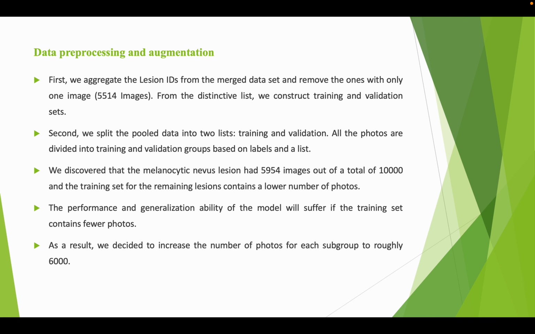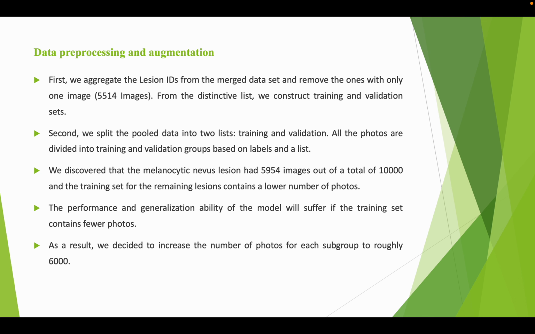The first step involves data processing and augmentation. We have seen that there are tens of thousands of images. Each disease has multiple images, taken from different angles. So I narrowed it down, taking the unique images of a single person. For that we aggregated the lesion IDs from the Excel sheet, merged them, and removed the ones with more than one image. From the distinctive list, we created a training and validation set. Second, we split the data into two lists, training and validation. All the photos are divided into training and validation groups based on labels and a list.